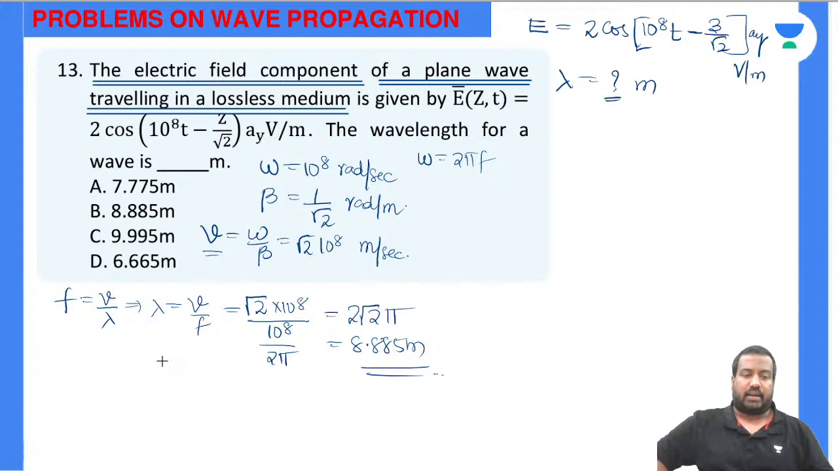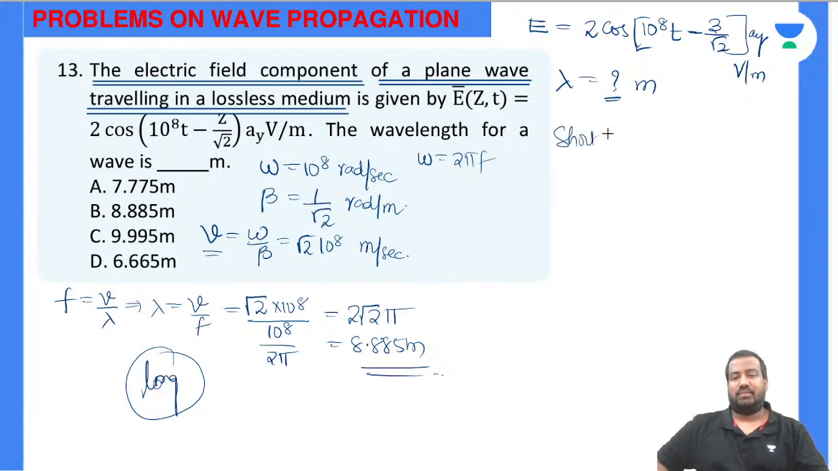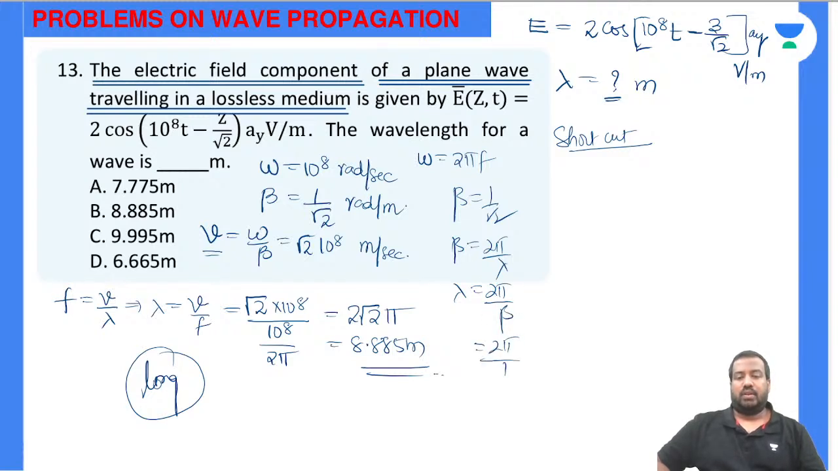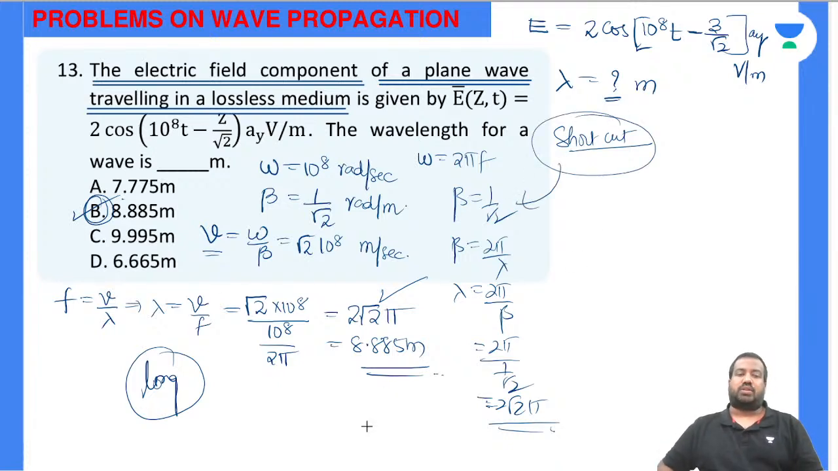This is actually a lengthy procedure. Not wrong, but long. Shortcut: given beta is 1 by root 2. Beta is 2 pi by lambda. Lambda is 2 pi by beta. 2 pi by 1 by root 2. 2 root 2 pi. Done. Finished. Option B is the answer. I prefer this one. But for procedure's sake, I explained this also. Whichever way you do, it will be the correct answer only. Nothing to worry. You should know the procedure also. That's it.